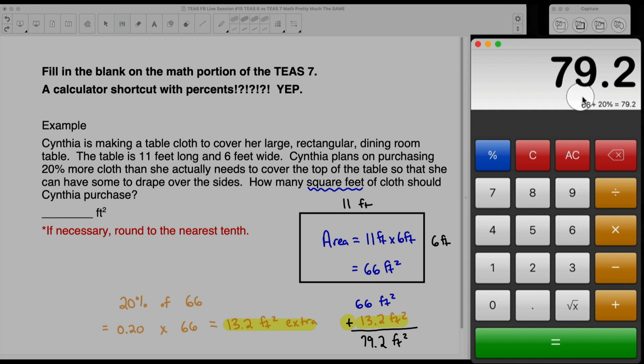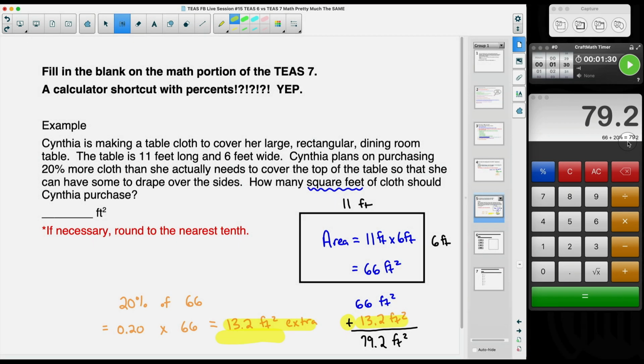Y'all, here's what the calculator's doing. It's taking whatever number you typed in, and since you're saying plus 20%, in the background the calculator is finding 20% of 66, which is what we did right here, 13.2 square feet. It's finding that in the background, and it's going to go ahead and add that to the 66. The TEAS calculator does work like that.